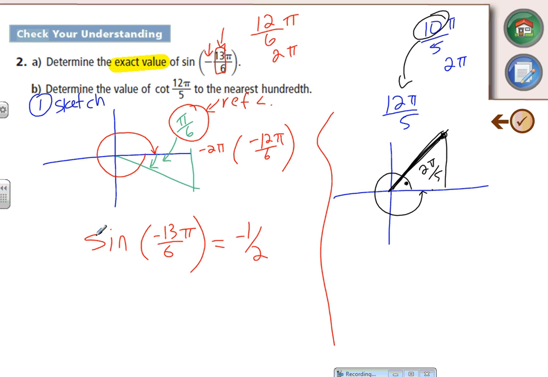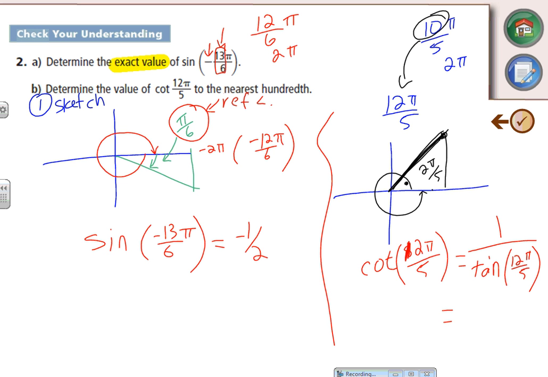So the way to solve this one, cotangent of 12 pi over 5 is equal to 1 over tan of 12 pi over 5. That's in radians. You need to change your mode on your calculator into radian mode to be able to do this question. So flip to radian mode, and now you can punch 1 over tan 12 pi over 5, enter, and you should get 0.3249, which is approximately equal to 0.32.